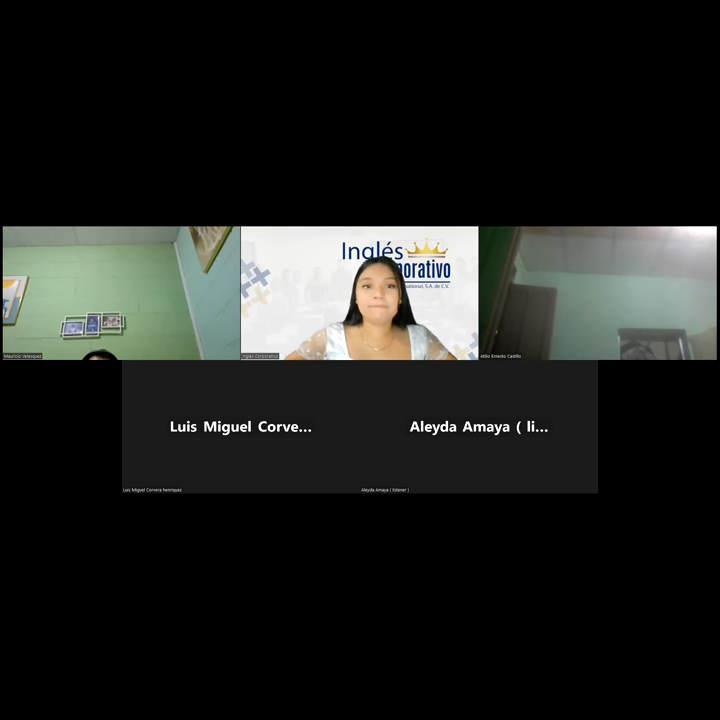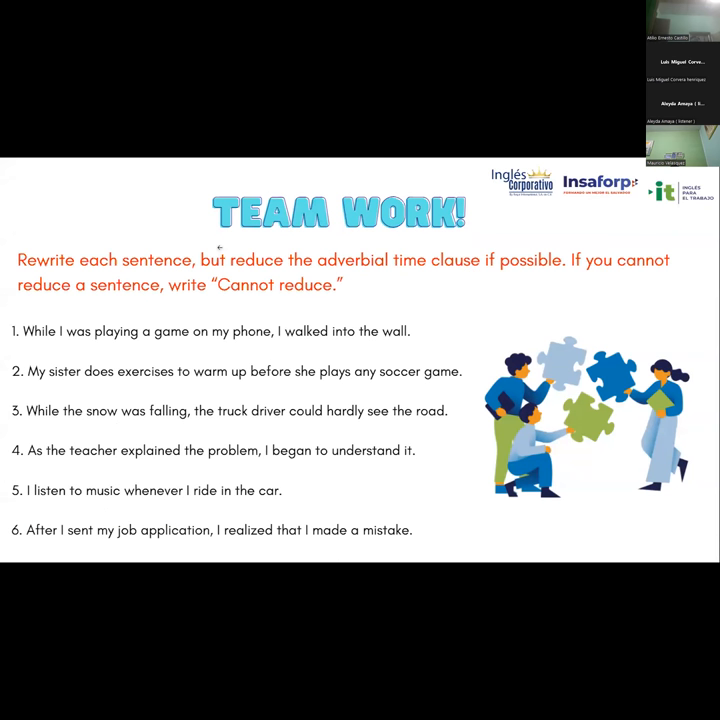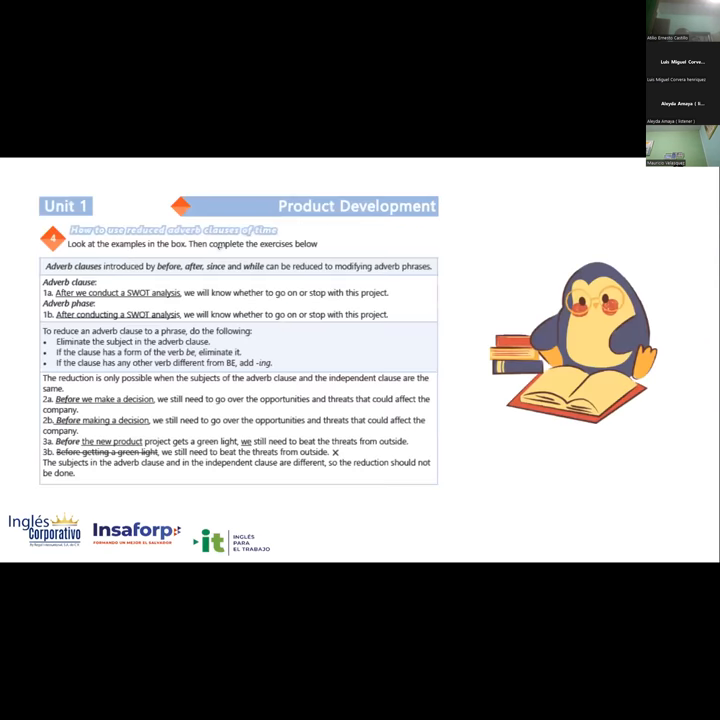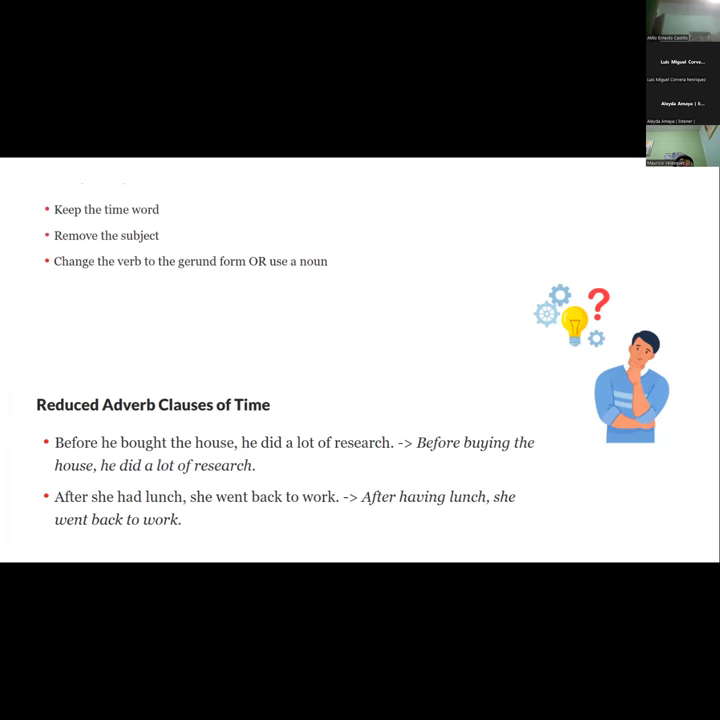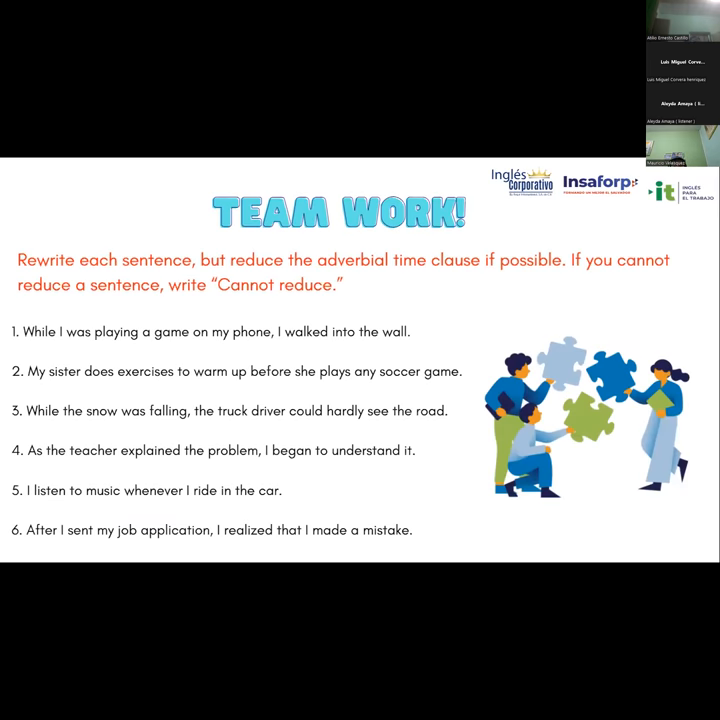About this topic, we don't have very clear the rules. Okay, let's see. The first rule, guys, we need to keep the time word, so that means the adverb, tenemos que mantener el adverbio. That is the first rule. We need to remove the subjects. And the most important one, es que tenemos que verificar que el sujeto sea el mismo en las dos oraciones. Porque si no, no se puede cambiar. Aunque quiera usted cambiarlo en el tema de que se llama adverbial time clause, no se puede. Porque ese tema es un tema gramatical únicamente, ¿ok?